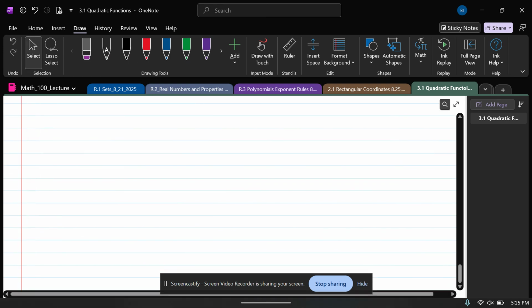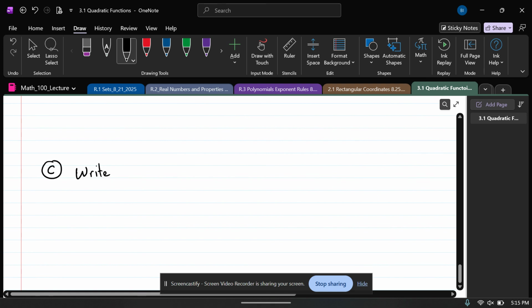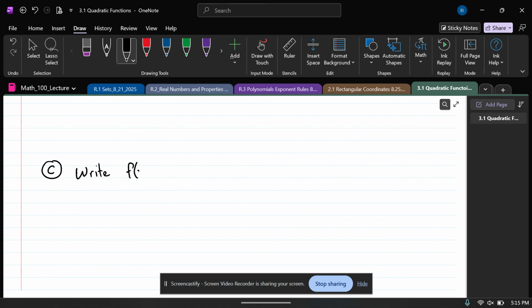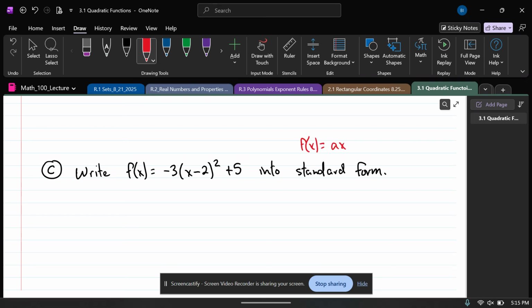So example C is write f of x equals negative 3 times x minus 2 squared plus 5 into standard form. Okay. And just a reminder, standard form, f of x equals ax squared plus bx plus c.